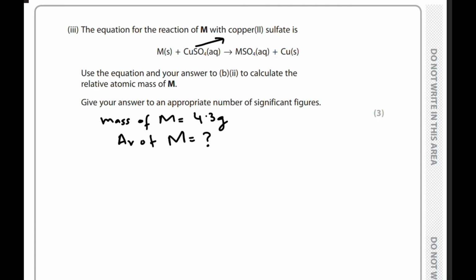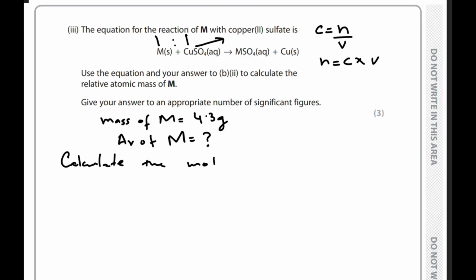You know, copper sulfate and the metal react in the ratio 1:1. So 1 mole of copper sulfate reacts with 1 mole of metal. So the moles of copper sulfate will be equal to the moles of metal. How can we calculate the moles of copper sulfate? We have the concentration of copper sulfate and we have the volume. So we can easily calculate the number of moles by multiplying the concentration and volume. So first we will calculate the moles of copper sulfate.